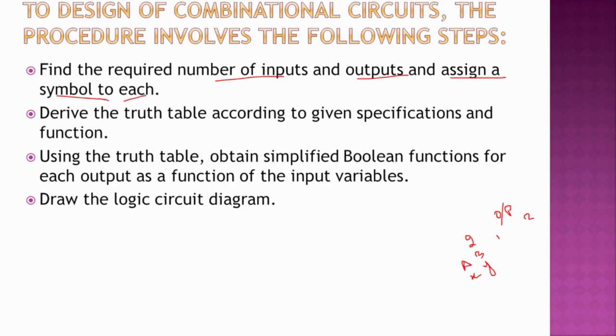After doing the first step, the next step is to draw the truth table for inputs and outputs with the given specification and function. The third step is, with the help of the truth table, you need to find out the Boolean function for each output function of the input variables. And the final step is to draw the logical circuit or logical diagram for the given input and given output.